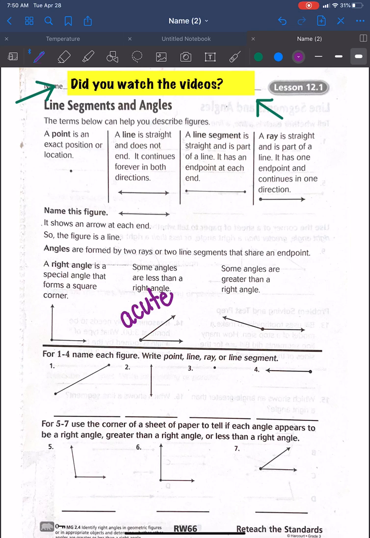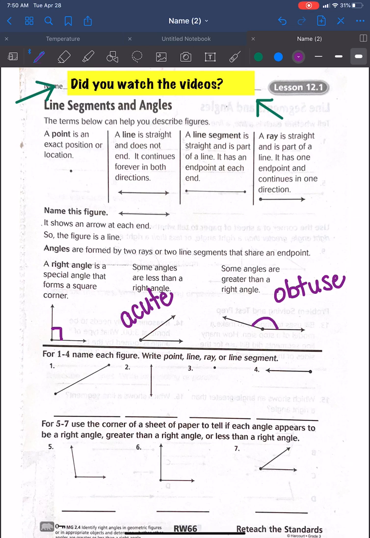And then there are some angles that are greater or bigger than the right angle. So remember, our right angle over here, 90 degrees, notice how this angle opens up much farther. These types of angles are called obtuse. Okay? So I'd like you to be familiar with these two terms as well.